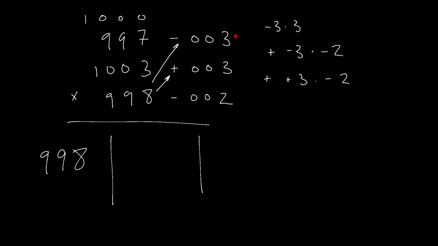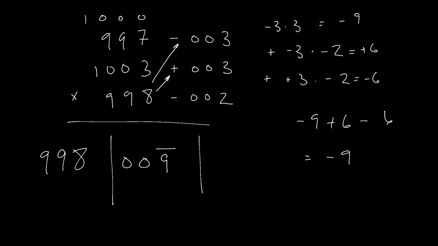Negative 3 times 3, negative 3 times negative 2, then positive 3 times negative 2. We're going to add these up. Negative 3 times 3 gives us negative 9. Negative 3 times negative 2 gives us positive 6. And positive 3 times negative 2 gives us negative 6. If we add these up, negative 9 plus 6 minus 6 equals negative 9. So for the middle portion, we get negative 9, and this is how we write it. We have 3 zeros in the base number, so 3 digits are allowed in the middle portion: 0, 0, 9 bar. There's your negative 9.